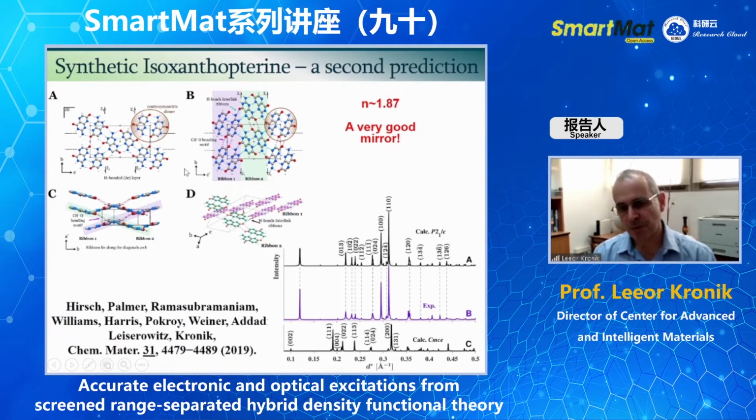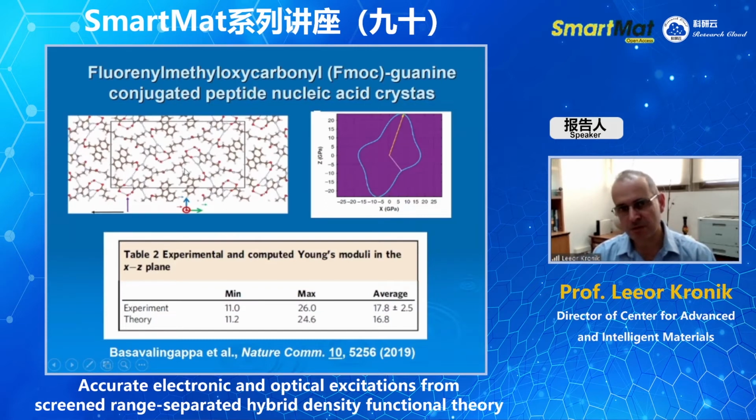As another example, we can also look at properties beyond structure. I already showed you an index of refraction, but here's another example. We can look at mechanical properties. For example, here, working with a group of Udi Gazit at Tel Aviv University, we could look at basically a synthetic DNA-like structure, based on guanine, which is called FMOC guanine. So it's a conjugated peptide nucleic acid crystal. You can see one view of the structure here.